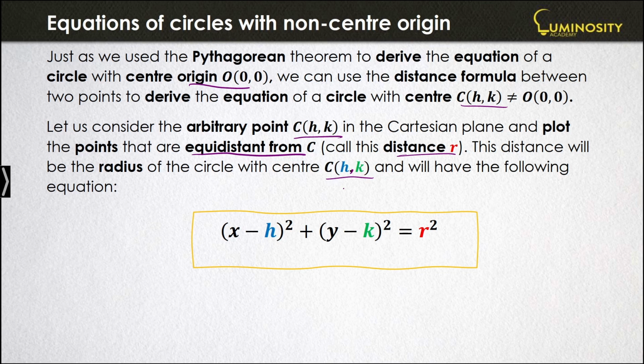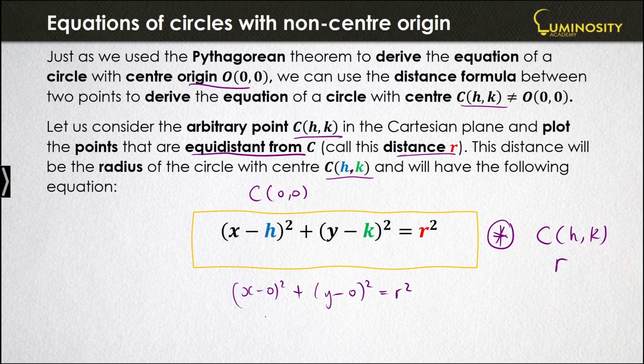So we'll have (x minus h) all squared plus (y minus k) all squared equals r squared. This is the general equation of a circle with a center of (h, k) and a radius of r. If we put the point C to be (0, 0) for the origin, then if I put h to be 0, I get (x minus 0) all squared, and if I put k to be 0, I get (y minus 0) all squared. Now x minus 0 is just x, and y minus 0 is just y. So if we substitute back the origin, we get back the traditional equation of a circle with center origin.